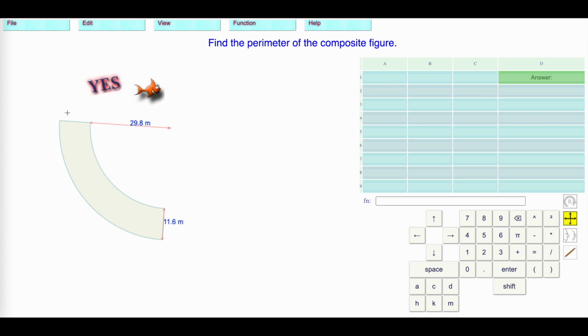Let's do another one. This is a very similar question, but instead of being 3/4, it's 1/4. In this case, we have the little radius and we have the end length. We don't have the big radius. The little radius is 29.8. The end is 11.6. The big radius is the 29.8 added to the 11.6, which is 41.4. The big radius is 41.4.